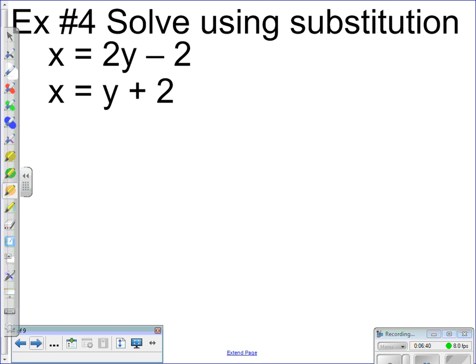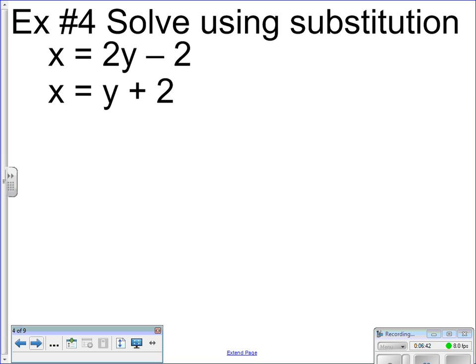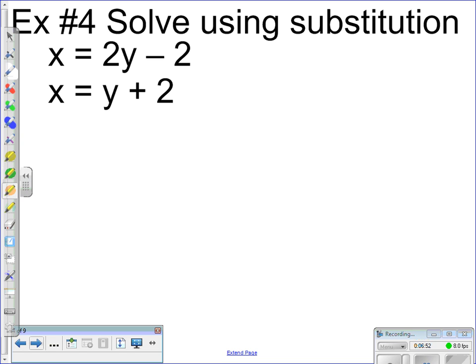Number 4. If you'd like to try this one, go ahead. This one is difficult for some people because they notice in the very beginning that both equations are equal to x. Now that shouldn't be a reason for concern.